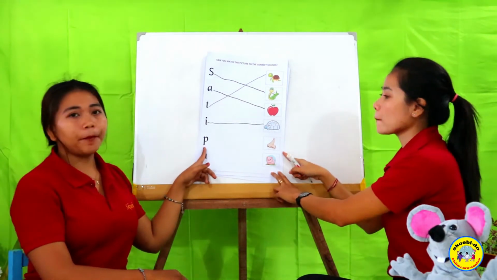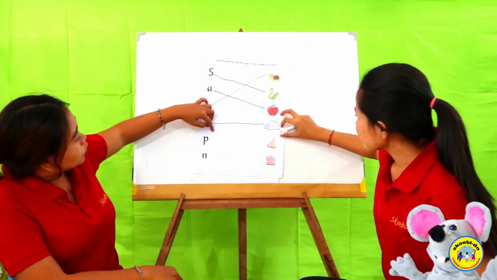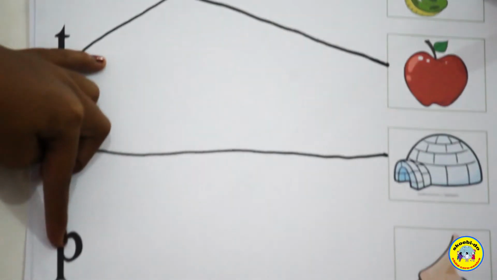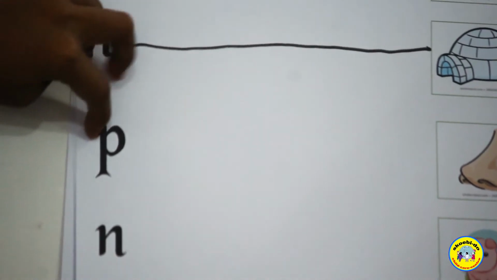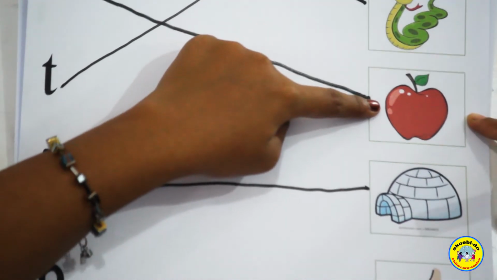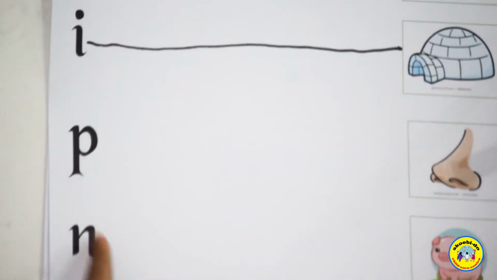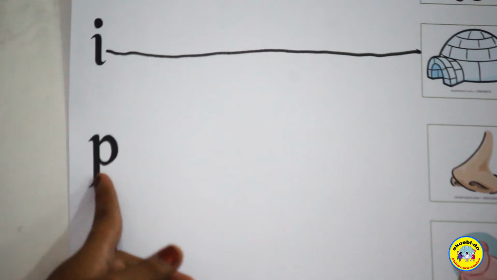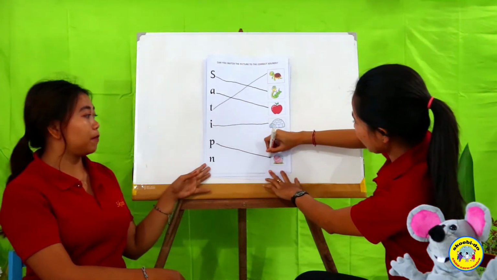Okay, now letter P makes the sound. Okay, start to look. Is P for turtle? No. Is P for snake? No. I don't think so. How about P is for apple? No. Is P for igloo? No. How about P for nose? No. Okay, the last picture. Is P for pig? Yes, that's correct. P is for pig.